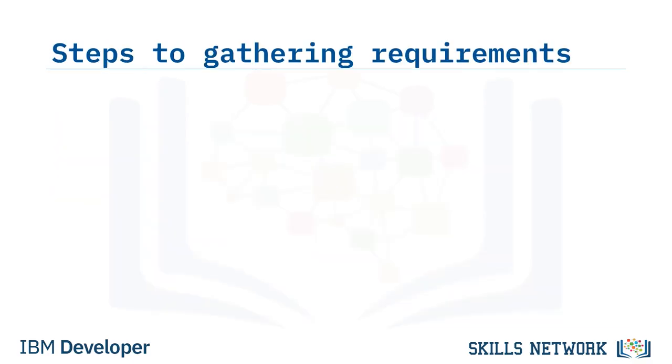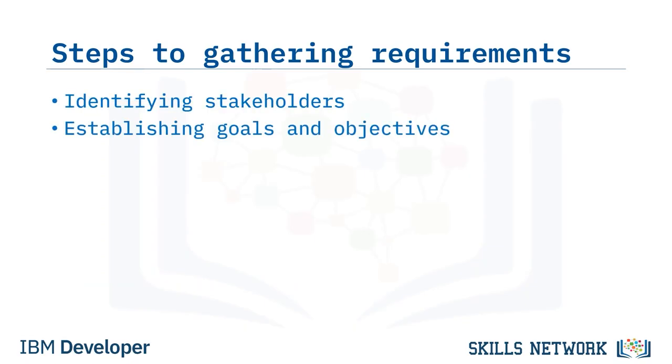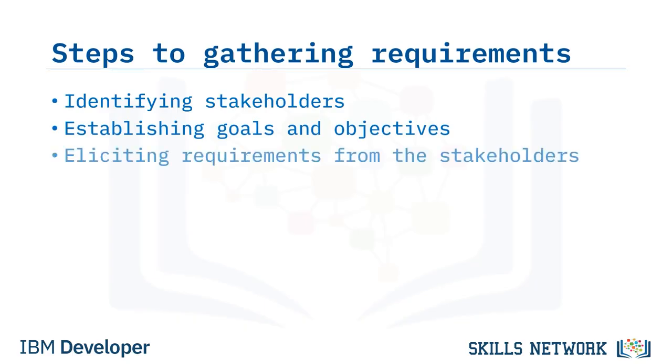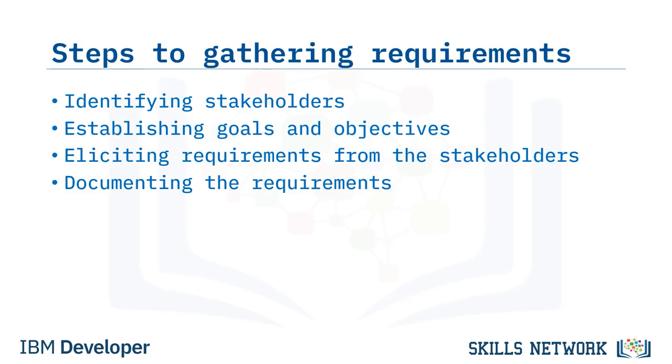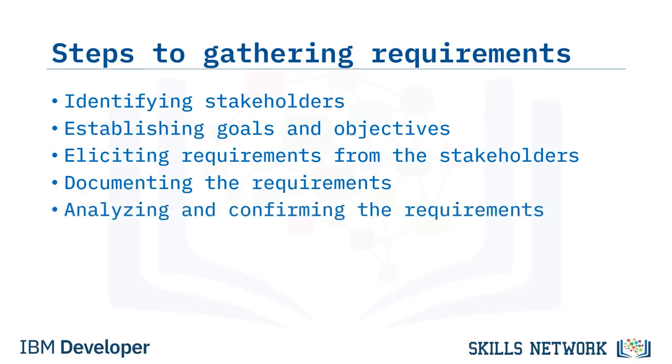and explain the purpose of a System Requirement Specification or SysRS document. Requirement gathering is a 6-step process of defining a problem to be solved and documenting how to go about solving that problem. These steps include identifying stakeholders, establishing goals and objectives, eliciting requirements from the stakeholders, documenting the requirements, analyzing and confirming the requirements, and prioritizing.